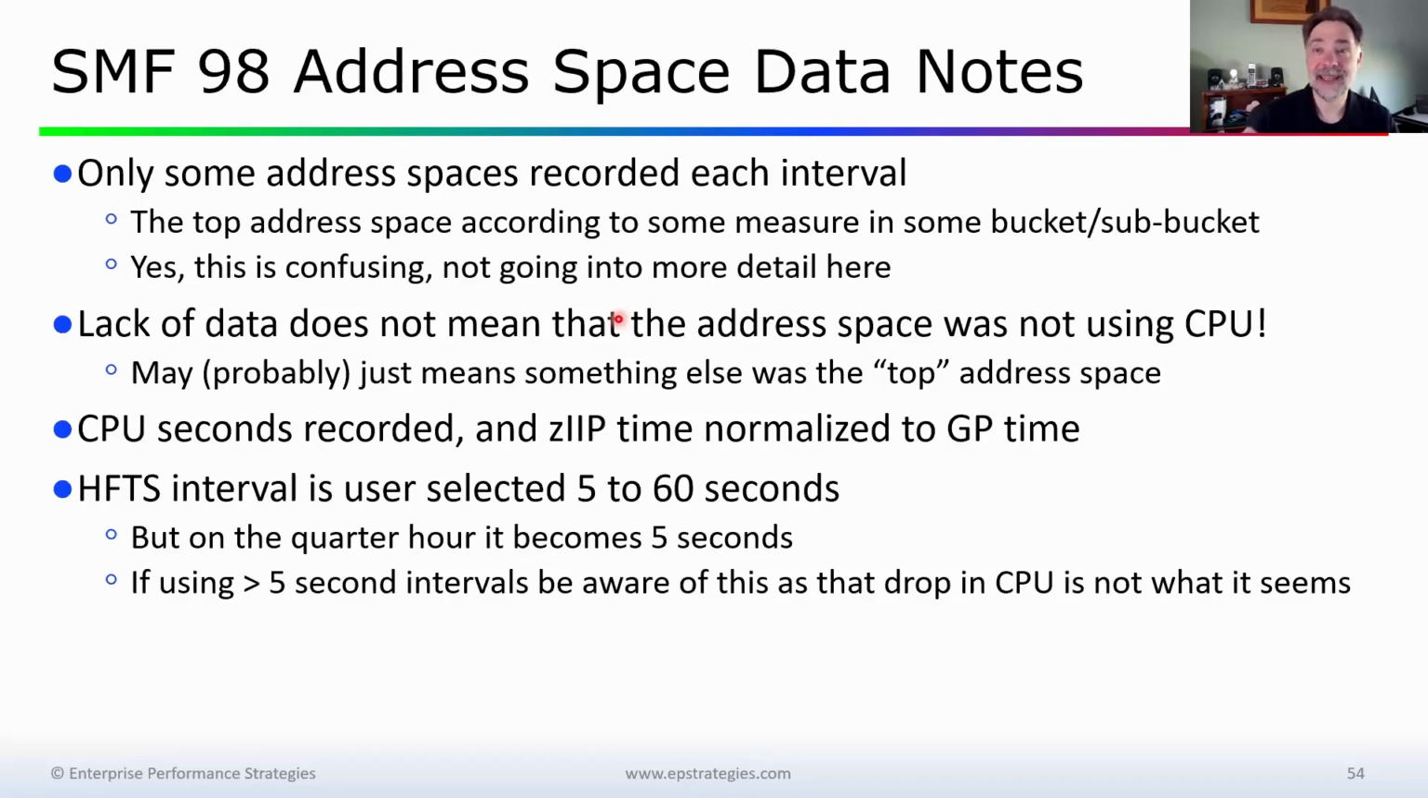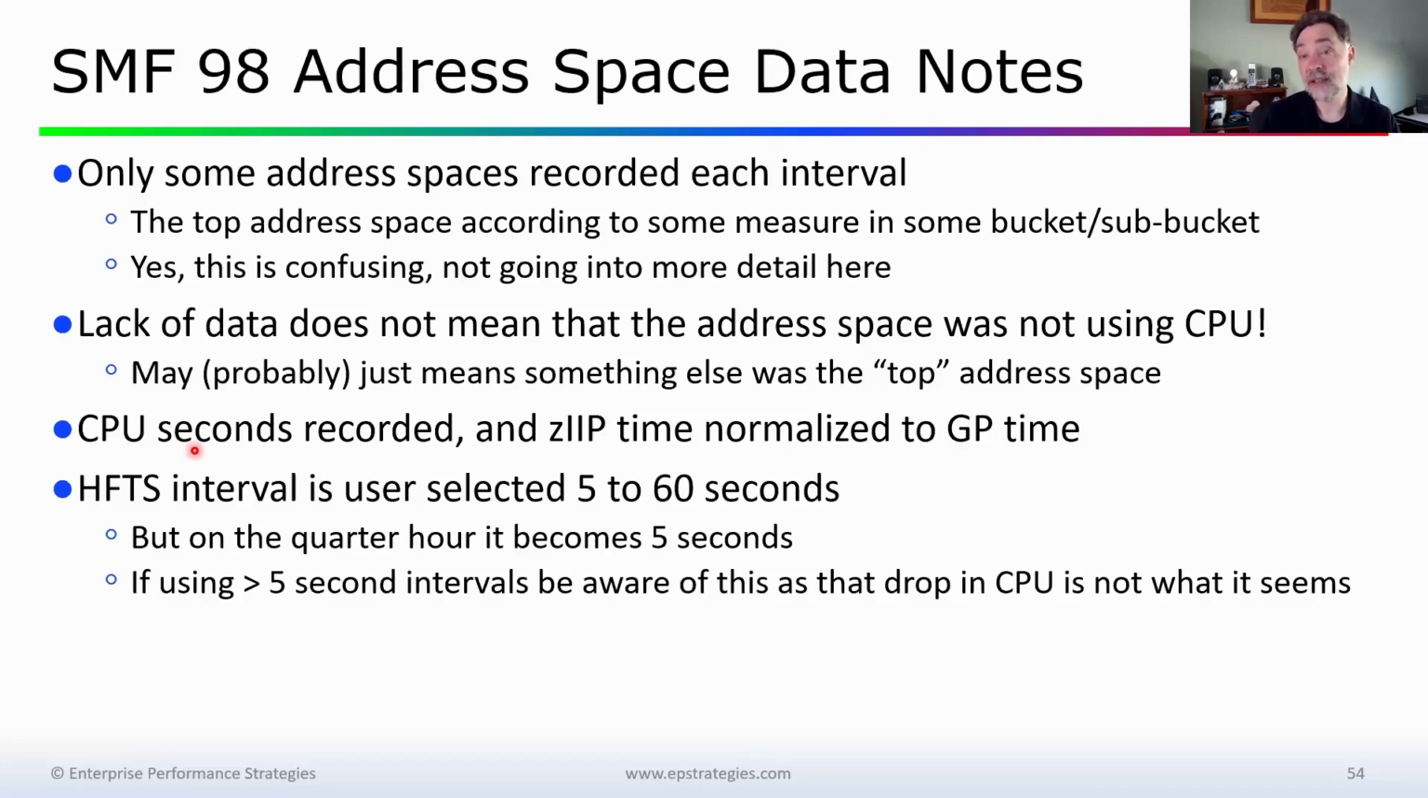So notice that the lack of data for an address space does not mean that the address space was not using CPU. It probably just means that in that interval, something else was the top address space. CPU seconds are recorded. So in the 99s, we get data in service units. Here in the 98s, we get it in CPU seconds. Interestingly, the zIIP time is normalized to GP time, so if you're on a subcapacity machine, make note of that. And of course, the HFTS interval is user selected from 5 to 60 seconds, but on the quarter of the hour, it becomes 5 seconds.